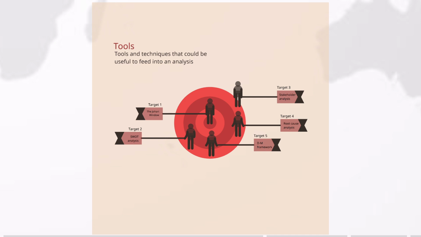Fourth is the root cause analysis, which is a method for identifying the underlying causes of a problem or issue. By identifying these causes, we can develop a more effective solution that gets at the root of the problem rather than just treating the symptoms. And finally, there's the DM framework, which is a decision-making tool that helps individuals and groups make better decisions by considering multiple perspectives and potential outcomes.